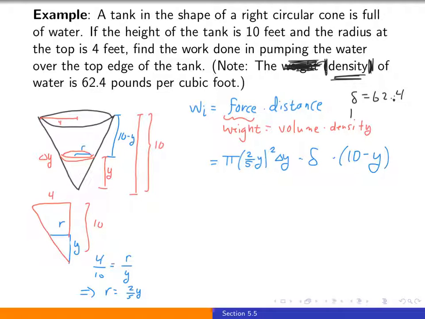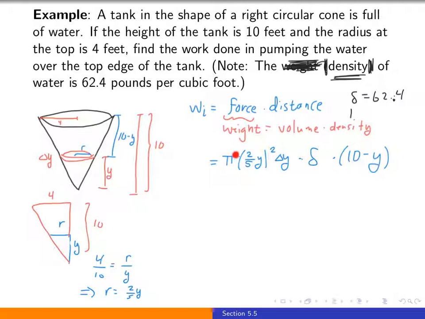At first it might seem like there's a lot going on here, so let me try to make this as simple as possible. What we're doing is thinking about the work of this ith little piece, and the work is force times distance. The force is just the weight of that water. So it's volume, so we found the volume of that little slice, times density.